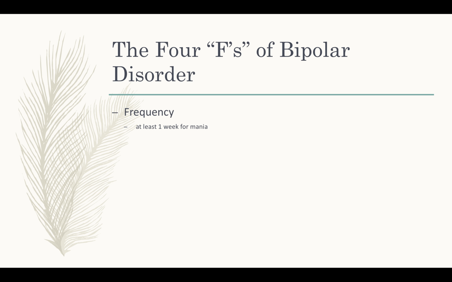So frequency, like we talked about, an episode of mania has to be present for at least 1 week, hypomania 4 days, and the depressive symptoms have to last for at least a 2-week period. Okay, 2-week period. Now, we see this frequency, the prevalence in our population, it's about 1.8% of people in our population, and a male to female ratio, male just simply a little bit higher at a 1.1 to 1 male to female ratio.